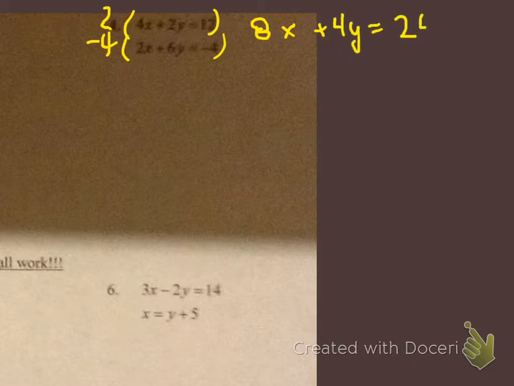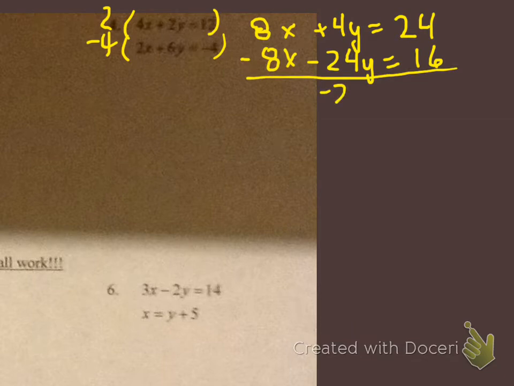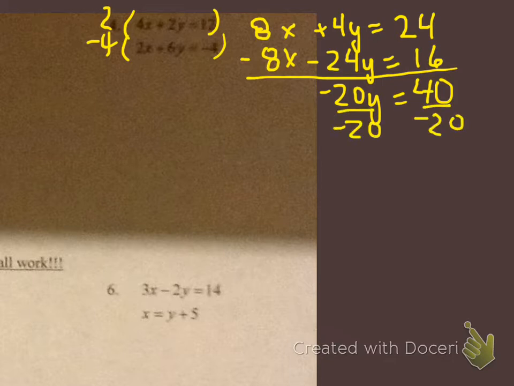On the bottom, I'll go ahead and multiply and say negative 4 times 2 is negative 8x, negative 4 times 6y is negative 24y, and negative 4 times negative 4 is positive 16. Now I can combine. That eliminates the x's. The y's will become negative 20. 4 minus 24 is negative 20. 24 plus 16 is 40. Divide, and you've got y is equal to negative 2.